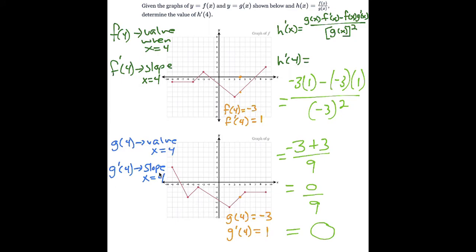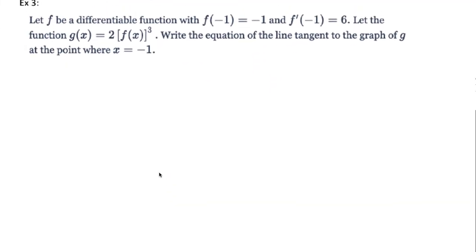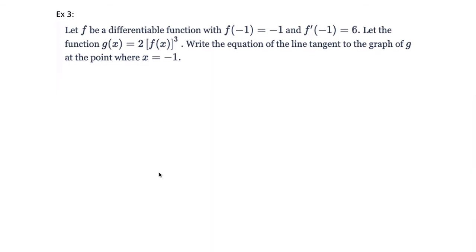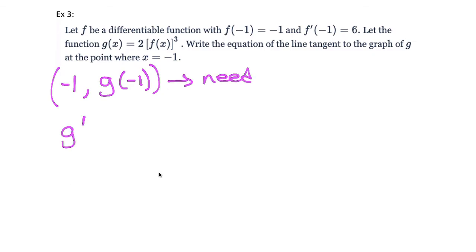Okay, now the last one I want to do is something that looks like this. Write the equation of the tangent line of g. So in order to write the equation of the tangent line of g at x equals negative 1, we need the point negative 1 comma g of negative 1. This is one thing we need. We also need g prime of negative 1. So let's look at g of negative 1 first.